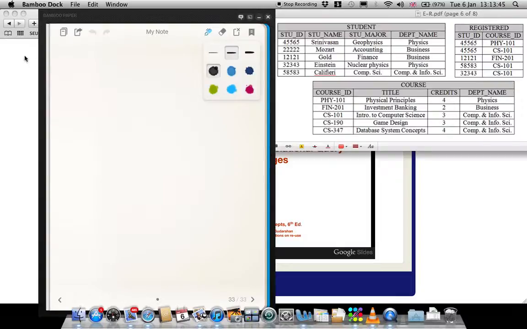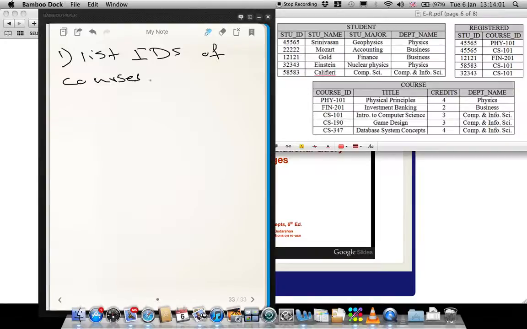I think the first part of the question said: list IDs of courses for which no student is registered. Basically, we've got three tables: students, course, and registered. We have no table that says not registered.